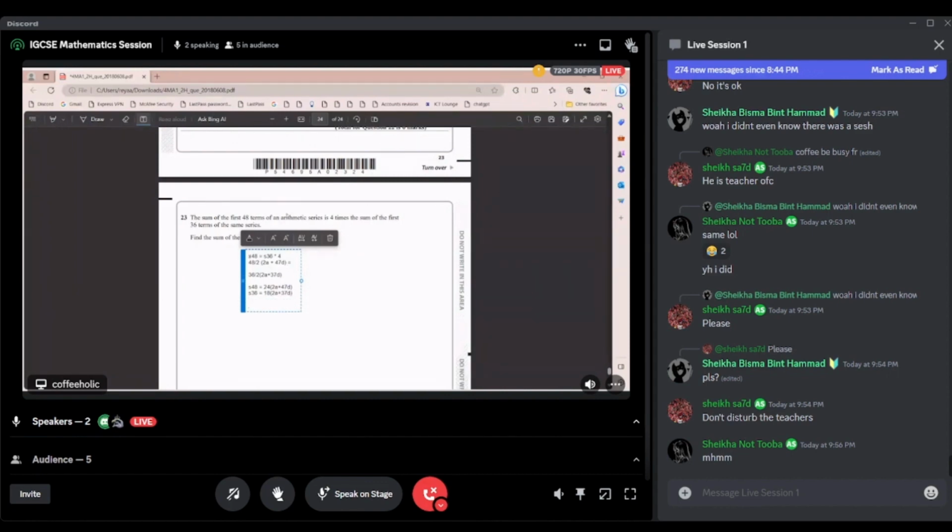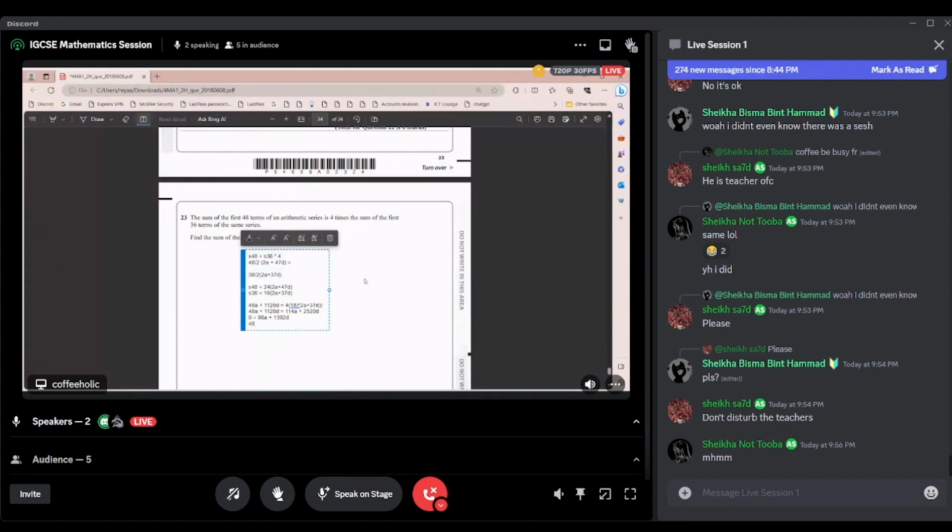The next step is, they've said the sum of 48 is 4 times the sum of the 36. So 24 times (2a plus 47d), which comes out to 48a plus 1128d, must equal 4 times 18 times (2a plus 35d). Multiply that out by 4 and simplify, and you get 144a plus 2520d. Now you can put all the like terms together. You'd get 0 on this side, and 96a plus 1392d on the other side, by subtracting 1128d and 48a across.